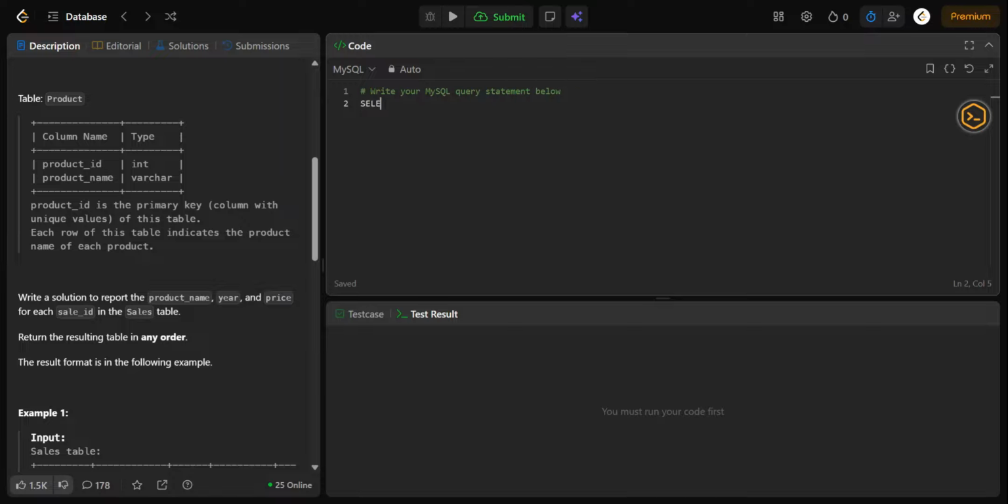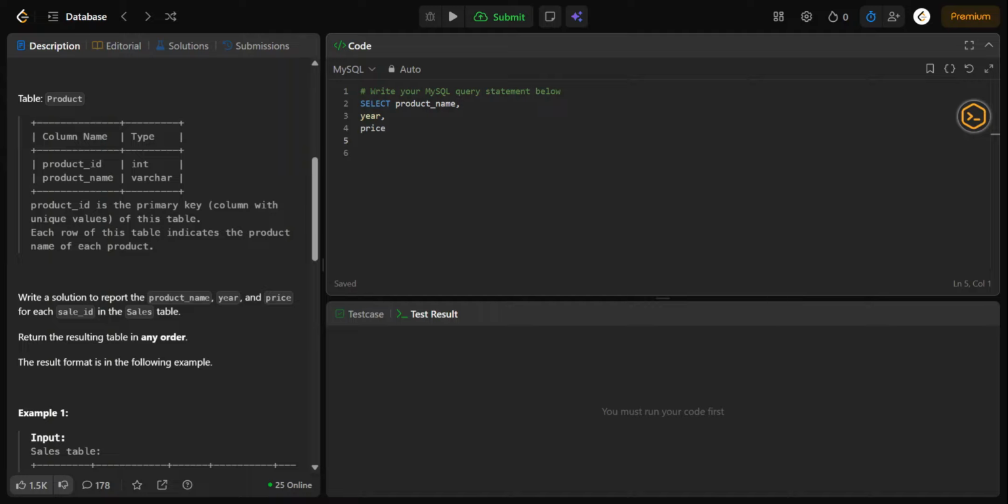So first we will write down the select product_name, year, and price. Let's keep it simple. I hope it's clear.